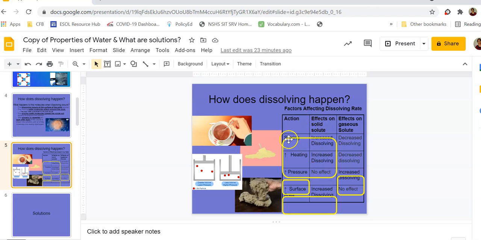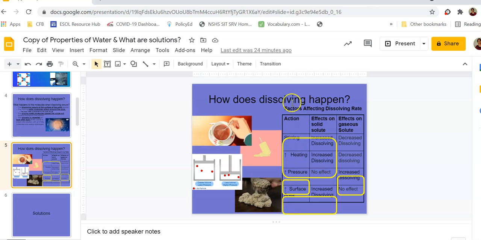If it's a solid, you're going to be stirring, you're going to be heating it up, and you're going to increase the surface area, meaning you're going to make the solid into a nice powder. When you really powder it up, you can dissolve it easily, because you increase the amount of surface area for the water molecules or any other solvent to interact with and dissolve it.